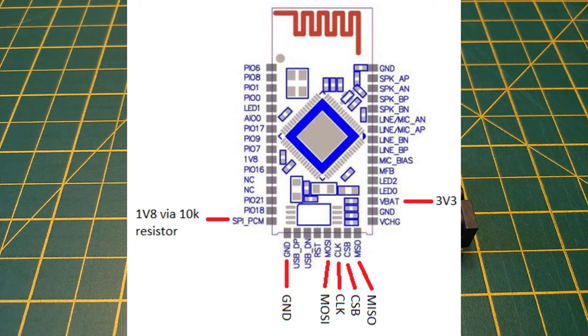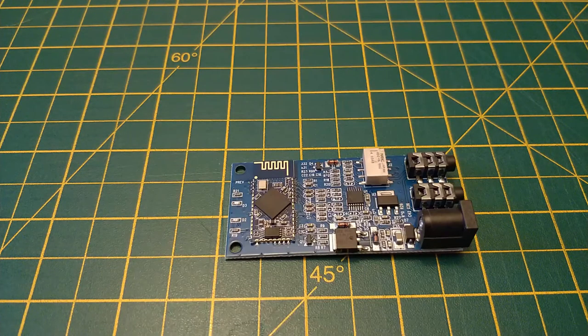We also need to connect ground and 3.3 volts. Ground goes to ground, 3.3 volts goes to VBAT. And then we need to connect the communication lines. So we've got MOSI, clock, CSB and MISO, and they all need to be connected to the appropriate pins on the programmer. Again, check the actual pinout for your programmer. It might be different to the one I've got, but I've tried a couple and they all seem to work pretty much exactly the same.